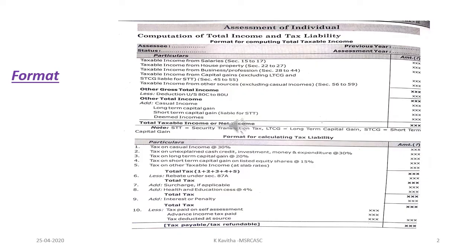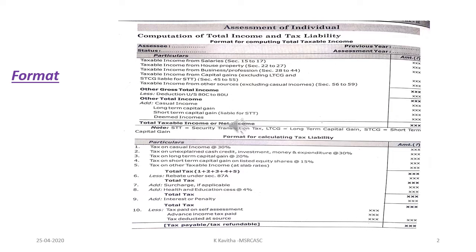This is the format for calculating total income and tax liability of an individual assessee. We are mainly concerned with assessment of an individual. As we have already understood, there are 5 heads of incomes. 2 heads we have learned in the 5th semester BCom level, and the remaining 3 heads we have learned during this semester. So we have to take income from salary, income from house property, taxable income from business and profession, taxable income from capital gains.